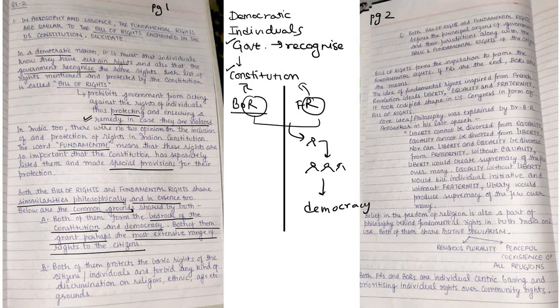The second common ground is that both of them protect the basic rights of the citizens or individuals, and the government, if they are violated, will protect them, and the people who have been given these rights will not be discriminated against on grounds of religion or ethnicity or age, etc. Okay, these are protecting the rights of individuals. That means individuals will not be discriminated against.